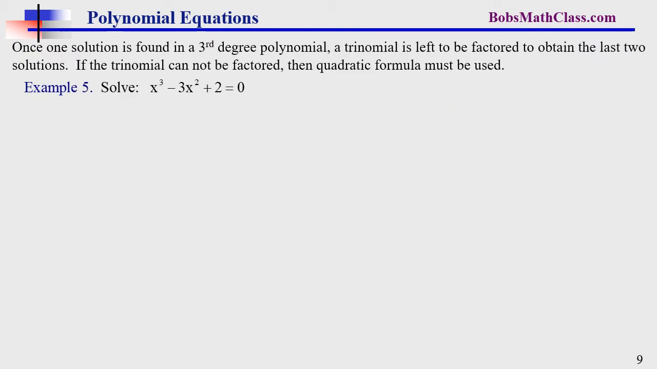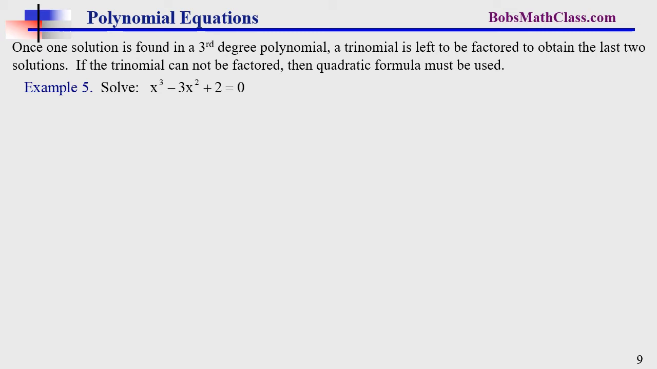Okay, before we do our next example, I put a little note here. Once one solution is found in a third-degree polynomial, a trinomial is left to be factored to obtain the last two solutions. If it cannot be factored, then the quadratic formula must be used. Actually, it's not exactly true. If there's only two terms, you could use the square root property, but you could always use the quadratic formula.